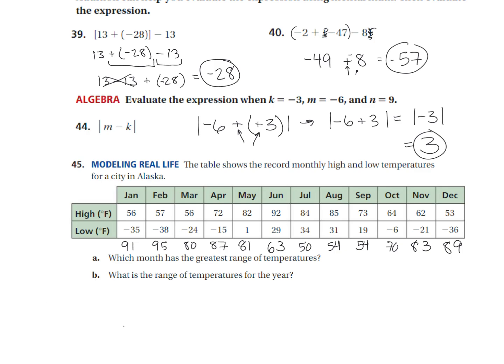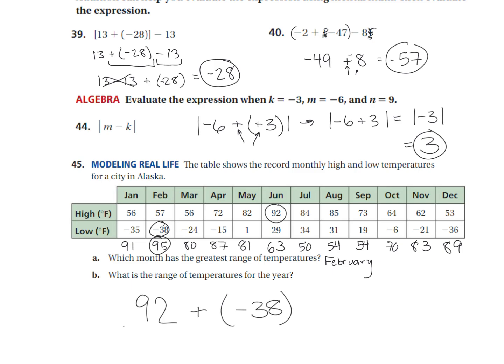Okay, so it says what month has the greatest range of temperatures. So I'm looking for the greatest number in my new column here. I see that February has the highest at 95 degrees. My range of temperatures from the year, well, I'm going to look at the highest temperature out of the entire year, and then compare it to the lowest temperature for the entire year. My highest temperature I see is in June with 92. My lowest temperature I see is going to be in February at negative 38.